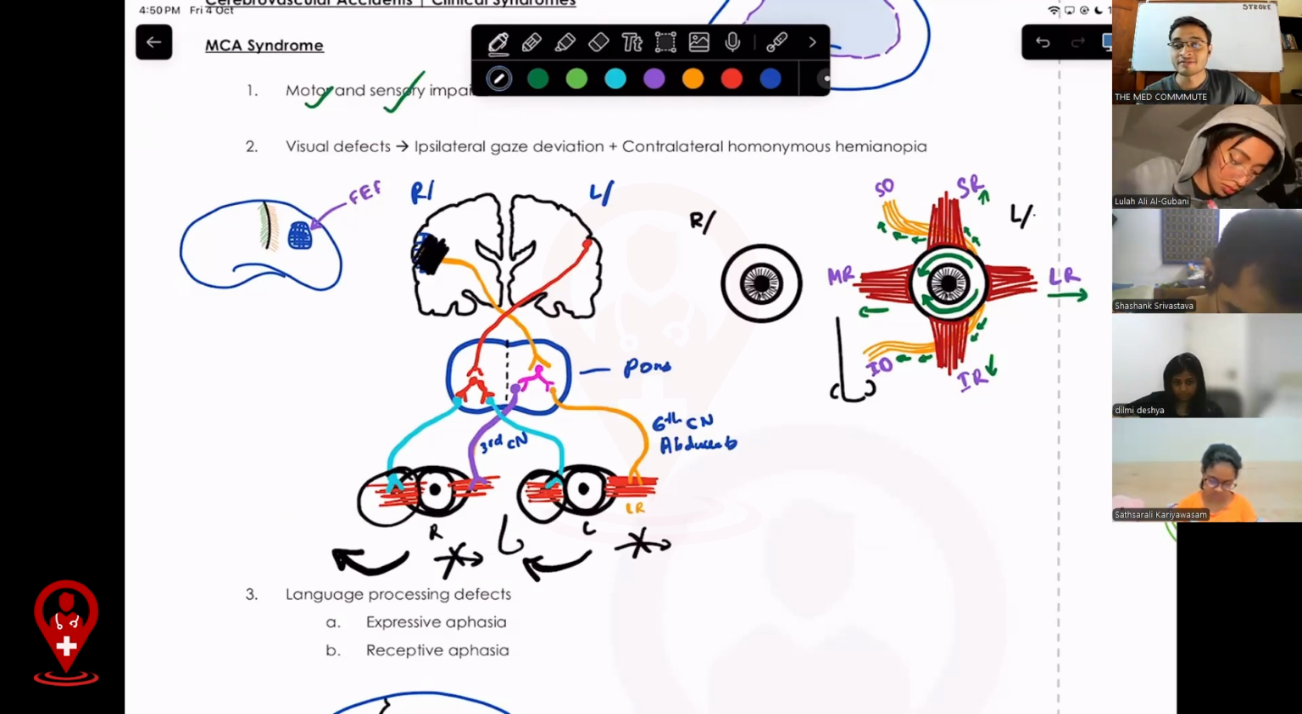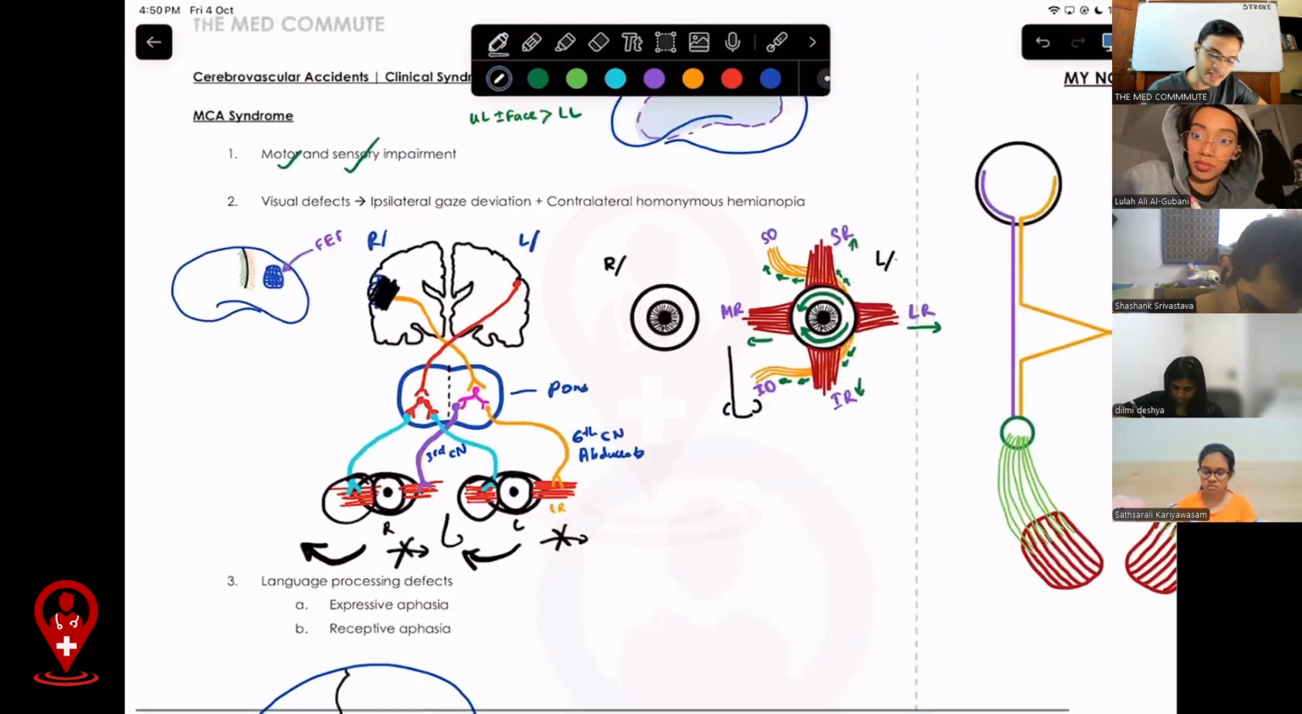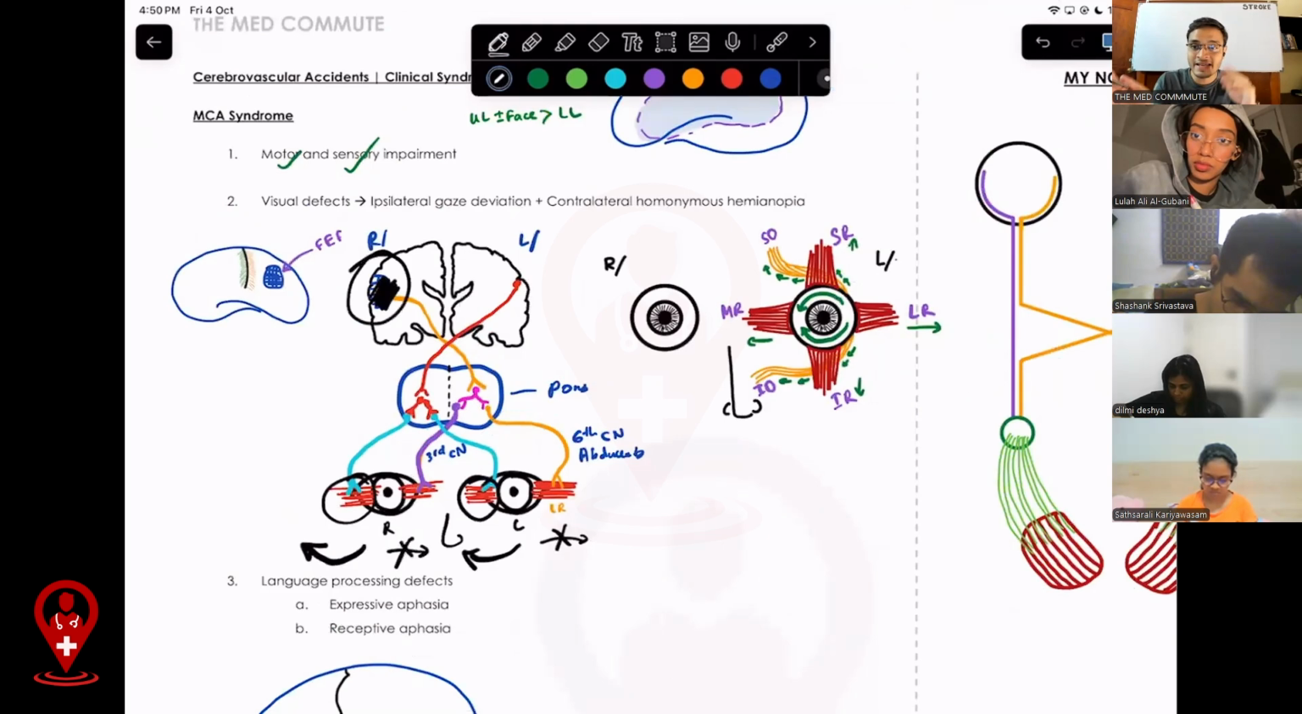Now, what is a fancy way to say this, guys? What is a nice way you can say this? Yes, we'll come there. What I wanted to say was the eyes are looking at the lesion. The eyes are looking at the lesion. Why? The lesion is on the right side. The eye gaze is also towards the right side. So what we say is the eyes are looking at the lesion, right?